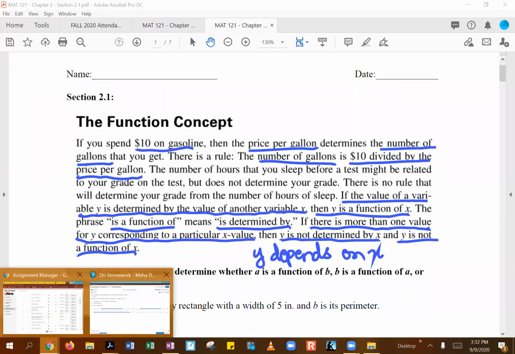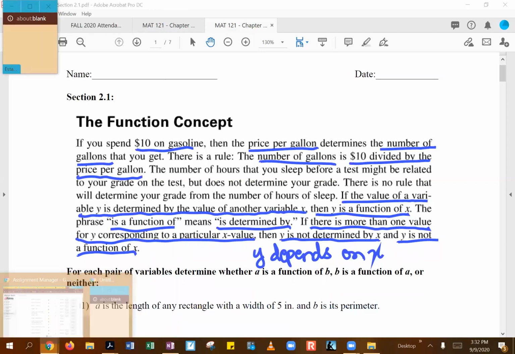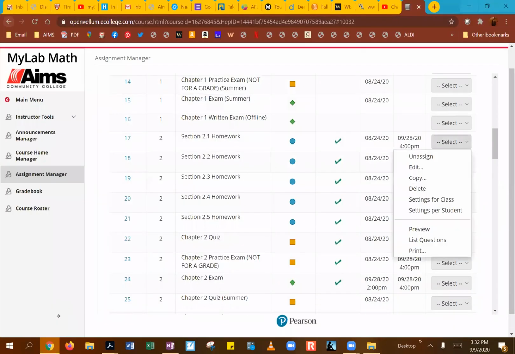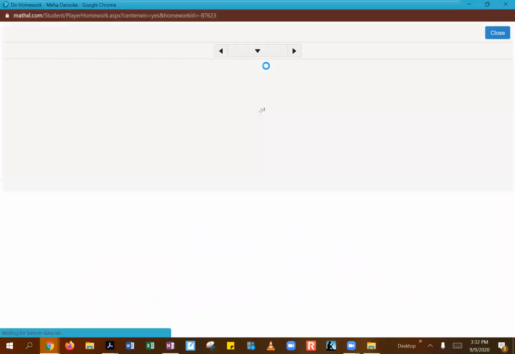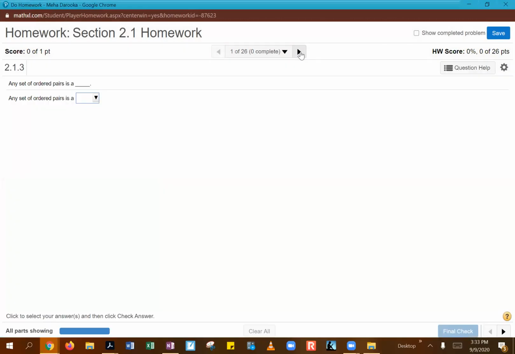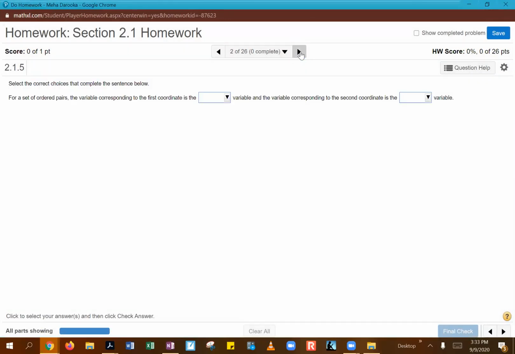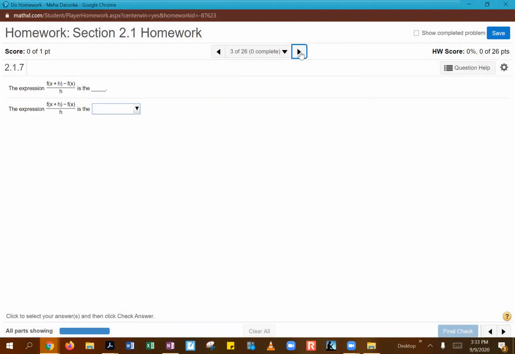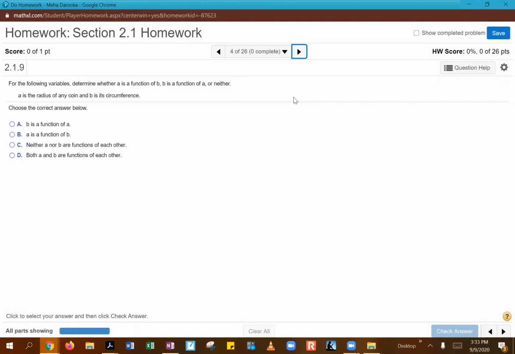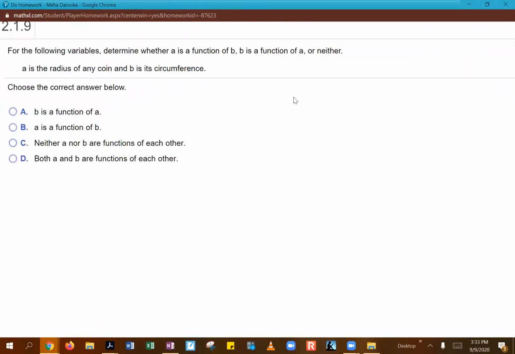So let's take a look at some of these scenarios from our homework over here. Let me quickly pull up our 2.1 homework. Okay, so the first couple of these are going to be definition examples. All right, how about this guy over here?